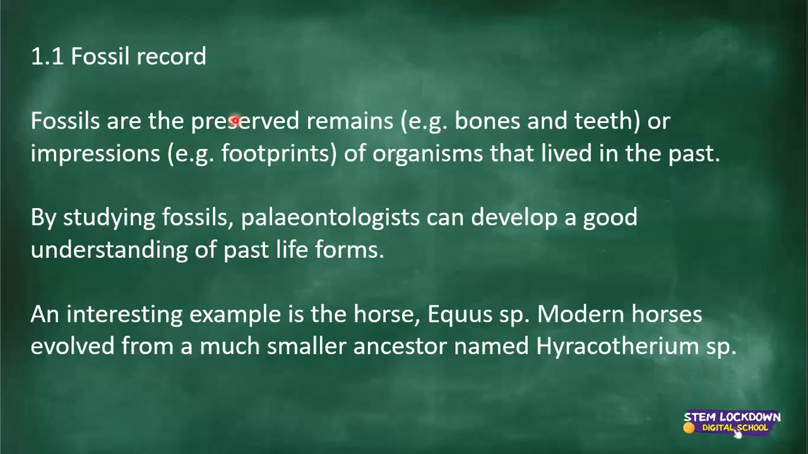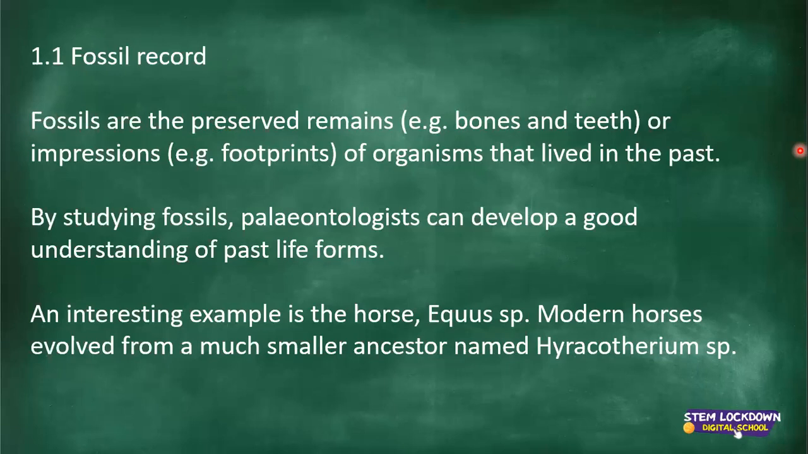Remember we said you can get evidence of evolution through fossil records. That's one of the ways. But what are fossil records? Fossils are the preserved remains. These are bones and teeth or impressions, for example, footprints of organisms that lived in the past.